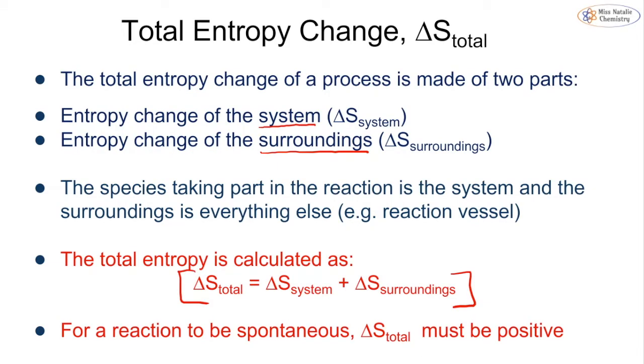And the total entropy is calculated with this equation at the bottom. So delta S total is equal to delta S system plus delta S surroundings. And this is the most important part. For a reaction to be spontaneous, your delta S total value must be positive. So if you have a positive value, your reaction is spontaneous. You will do some calculations and examples of these in past paper questions, and we should see some of these at the end of the video.